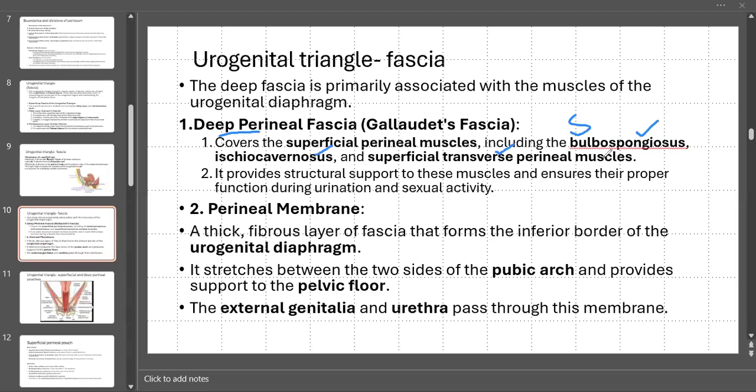We have deep transverse perineal muscles, we have superficial transverse perineal muscles, and the deep perineal fascia is, because it is superficial to the deep group of muscles, it will cover superficial transverse perineal muscles, bulbospongiosus, ischiocavernosus. Okay. Now, what is perineal membrane?